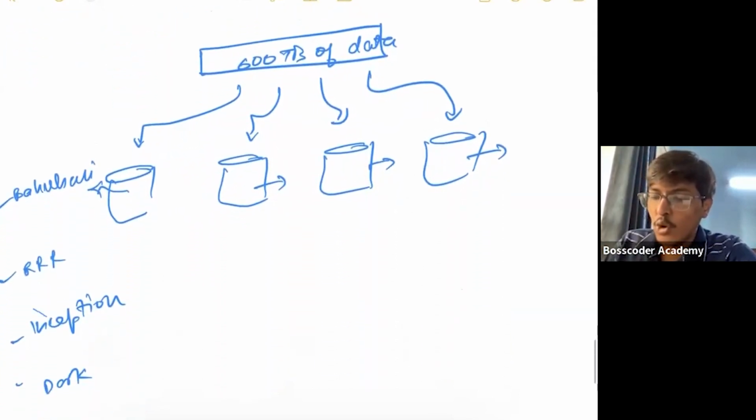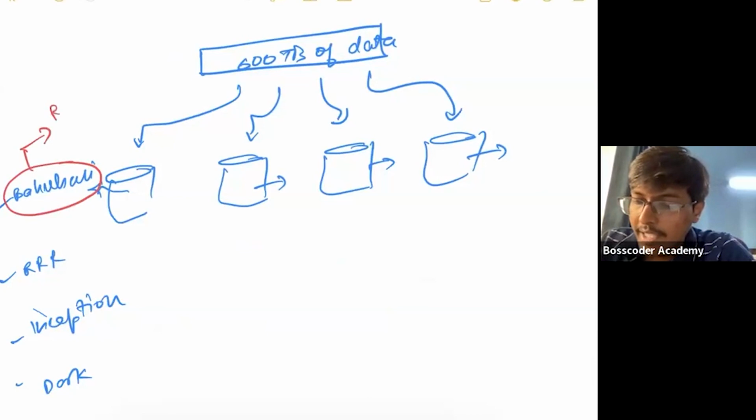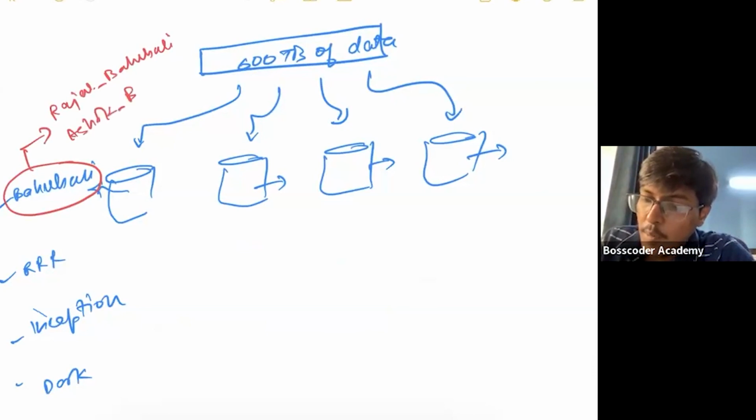Like you can store all the data related to the users who have interacted with Bahubali, right? Like all the interaction data is with Bahubali. Rajat might be interacting with Bahubali. Ashok might be interacting with Bahubali. All that data will be stored in this DB.